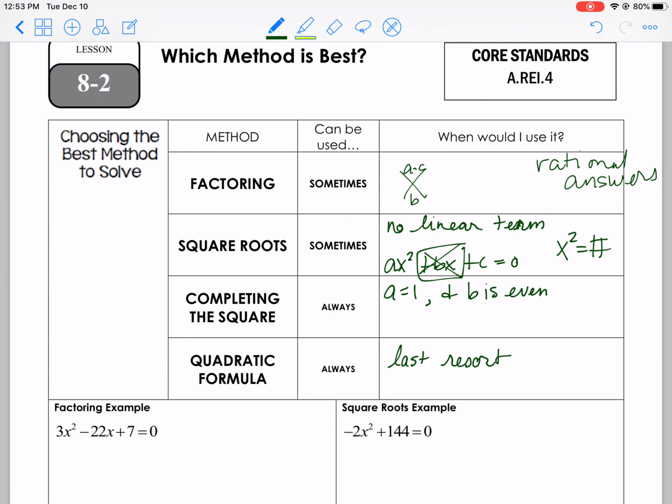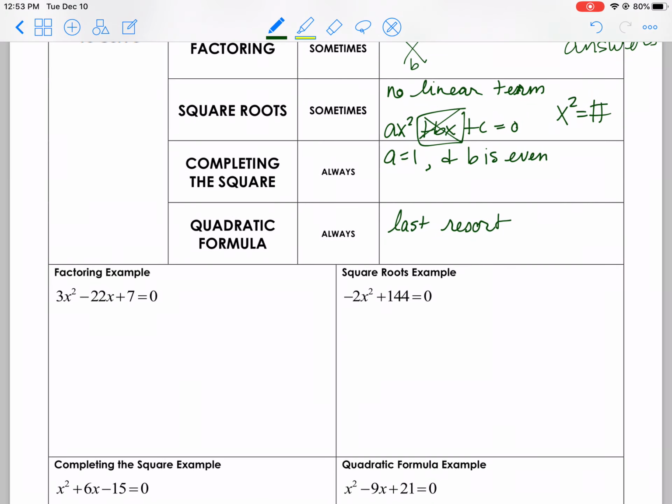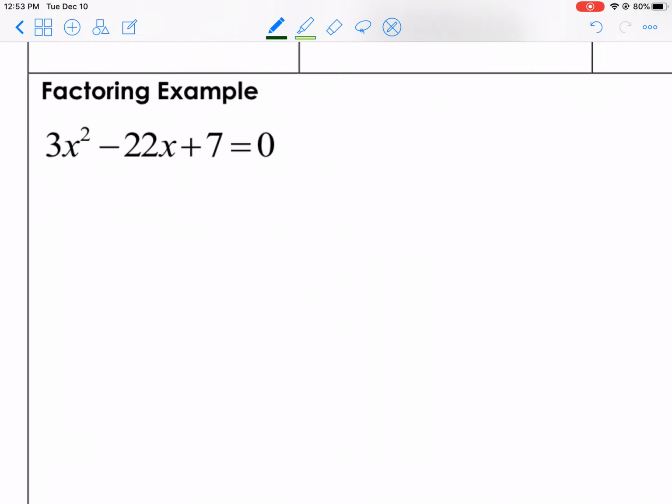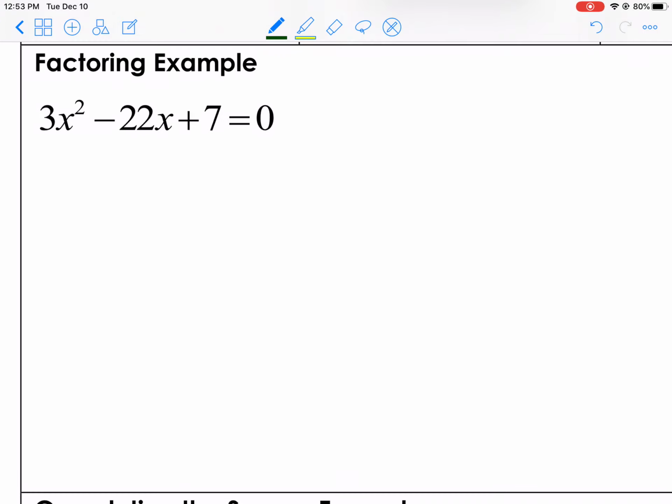Okay, on this notes worksheet, we have one of each type that we're going to practice. So let's take a look at this factoring example. It's already written in standard form, 3x squared minus 22x plus 7. So we have a, b, and c here. I've been teaching you that when you factor, you can look at a times c and put that up top. So that's 3 times 7. And then b, negative 22.